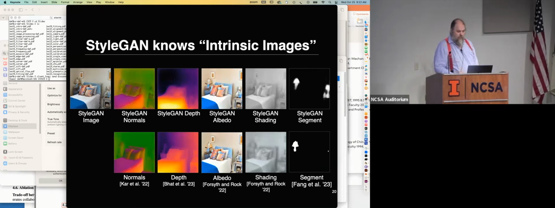Why does it know the normals in such detail? You'll notice over here that the normals for StyleGAN are very much more detailed on the pillows than the normals from single image normal predictors. Why is it so good? Well, again, it made those surfaces. It should know what their normals are.